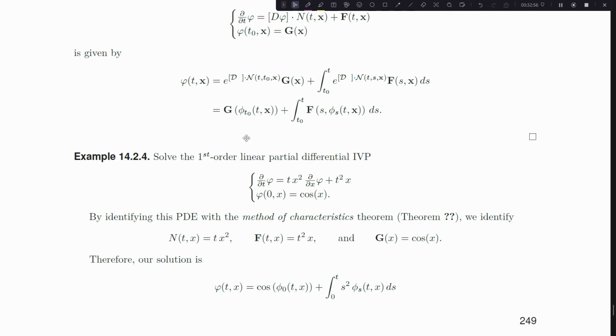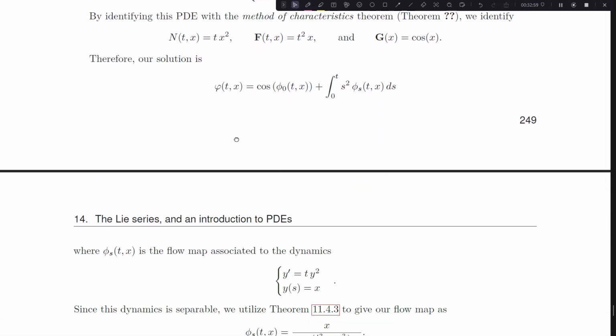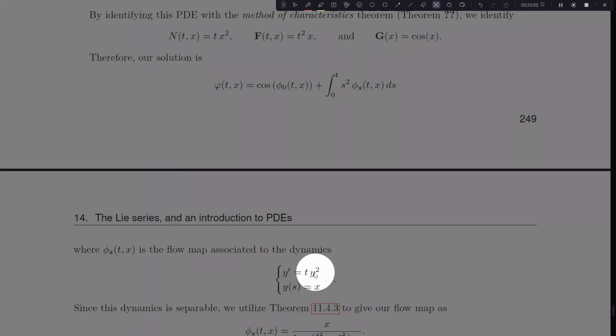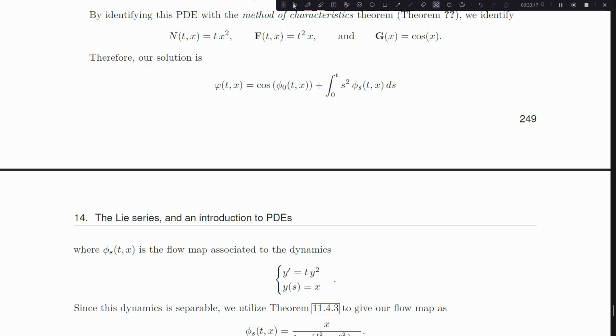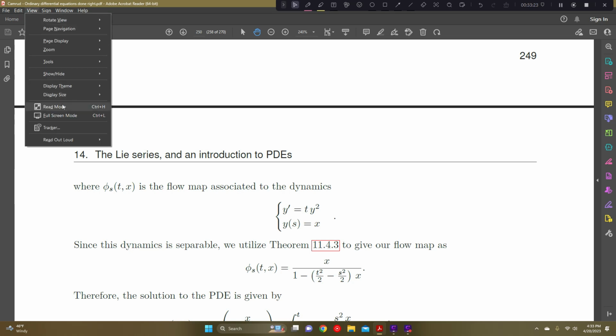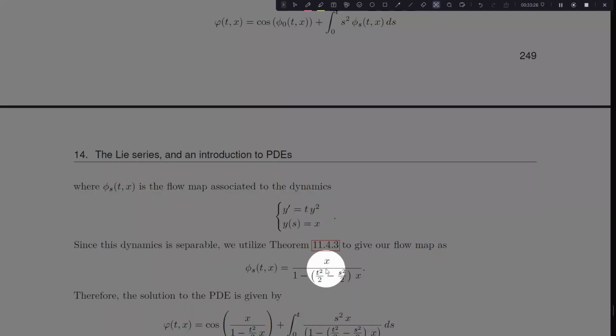The flow map corresponding to the dynamics with n. And so I replace the right-hand side of my dynamics, y prime equals n of t comma y, with whatever n is. So the right-hand side of my dynamics is ty squared. And thankfully, this is separable. And so we solve this separable ODE using separability methods, and we recover that the flow map is precisely this.